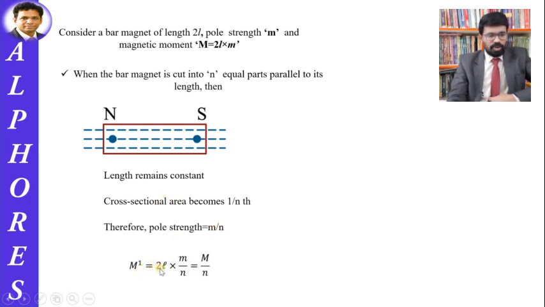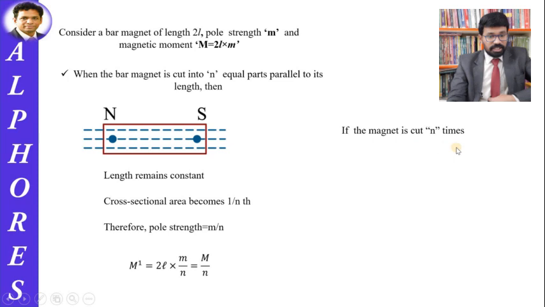Therefore, pole strength becomes M by n. Therefore, the new magnetic dipole moment will be, earlier what was the magnetic dipole moment before it was divided into small pieces? 2L into M. Now 2L into the pole strength of an individual piece, which is M by n. So 2L into M is nothing but M, so you will have M by n as the new magnetic moment for each individual piece of magnet.